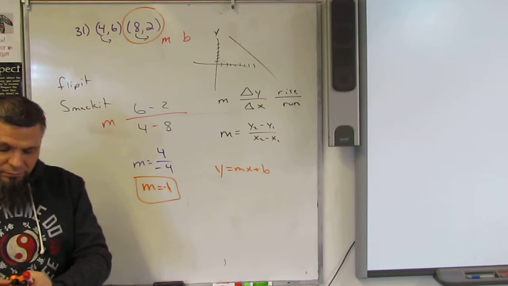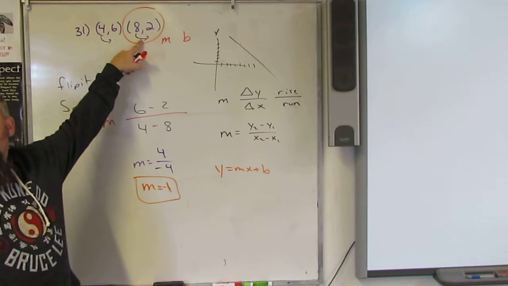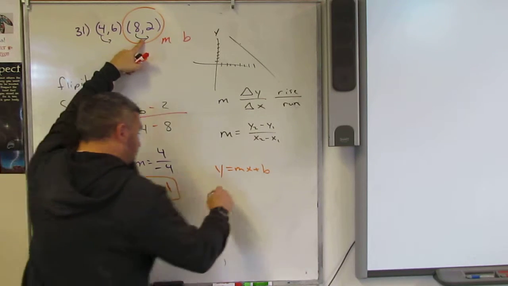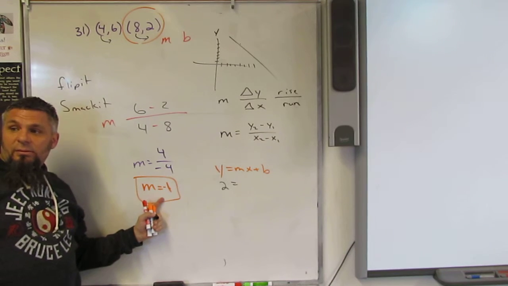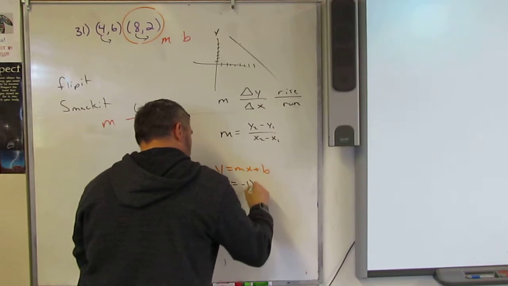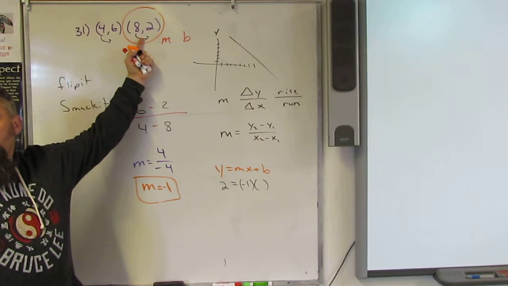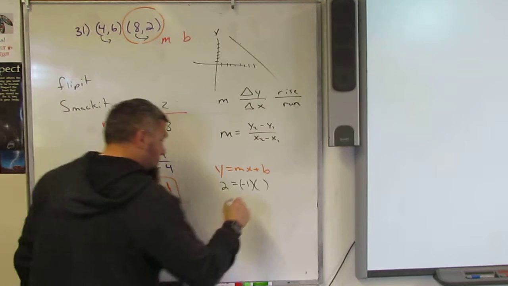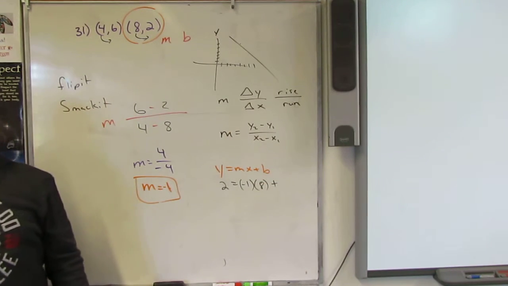Now, I plug in my y. What's the y here? Which one's y? 8 or 2? 2. Good. Where's my m? Negative 1. What's my x? 8 or 2? 8. What's my b? Well, that's the whole point of this equation. We don't know.